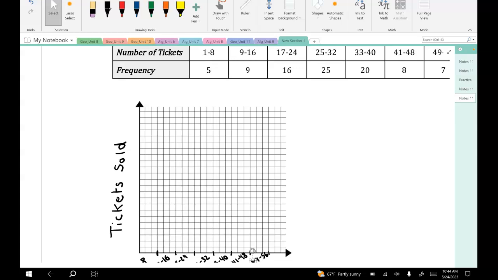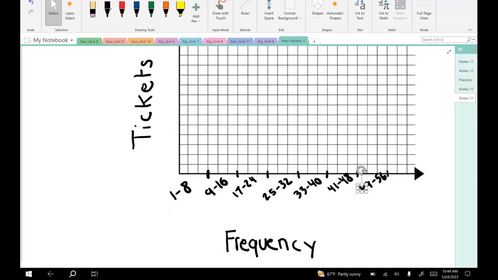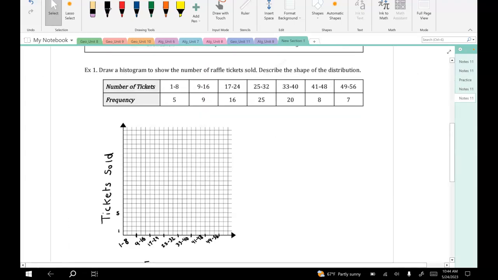So what I like to do instead of labeling each one, like 1, 2, 3, 4, is go by 5s. So I just say, okay, I know this is 1, 2, 3, 4, 5. I know this is 5 right here. Then I go up another 5 and I mark 10. Then it's just a little less messy.